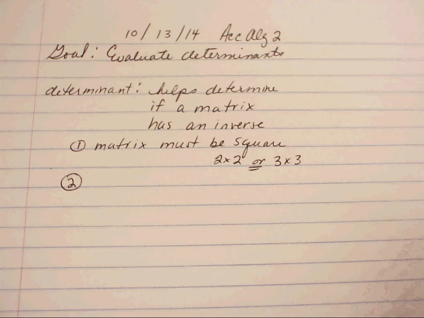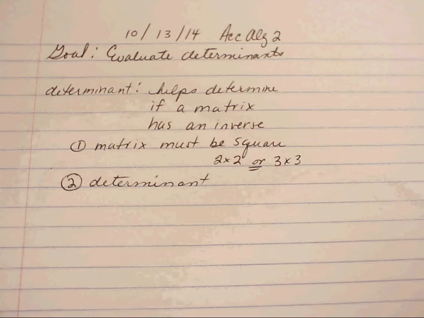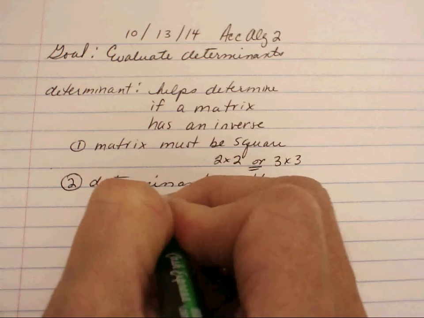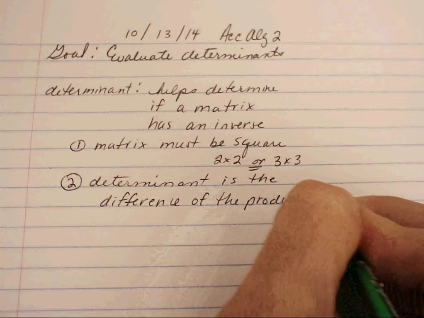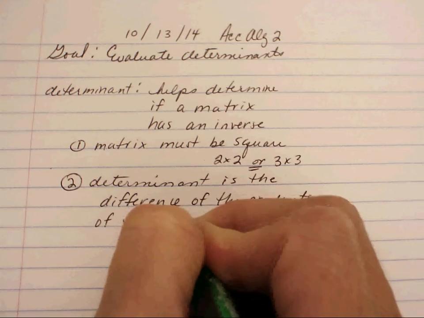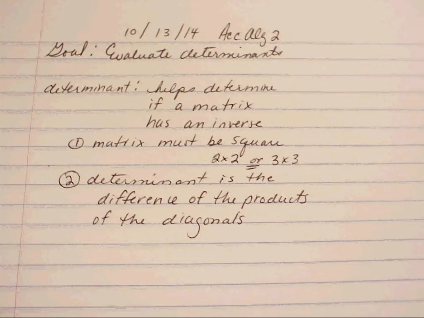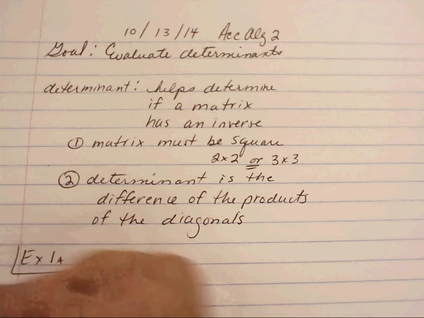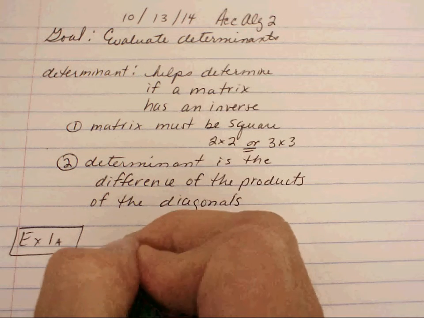Number 2, the determinant is the difference, or subtraction problem, of the products of the diagonals. So a determinant can be found by multiplying the diagonals and taking the difference. You do have to do that in a specific order. So let's start with example 1A.